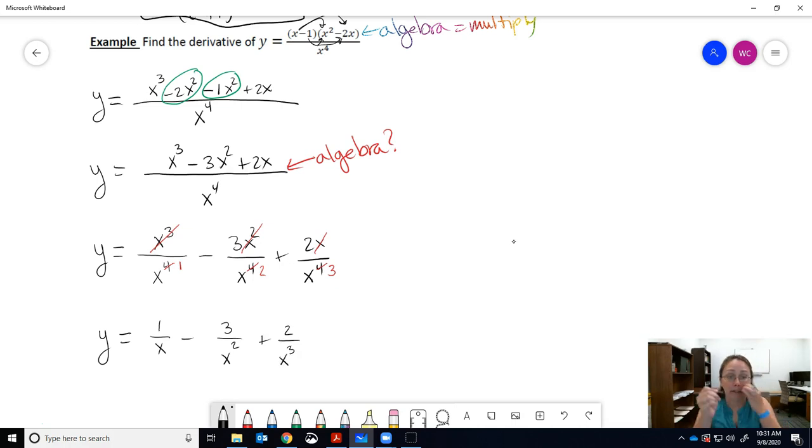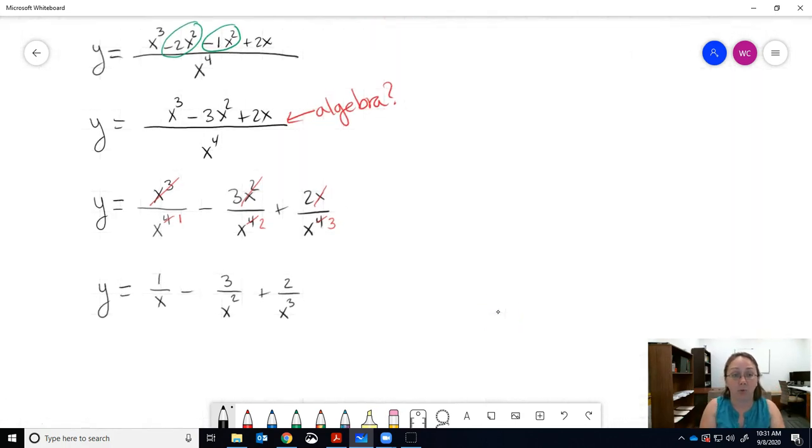I still haven't done the derivative. We're still doing algebra. But look at each of these individual terms, it's just a number divided by x to a power. We are almost at the easiest possible rule, everybody's favorite rule. What rule is that? We're almost at the power rule. Can we rewrite this to make the power rule work?